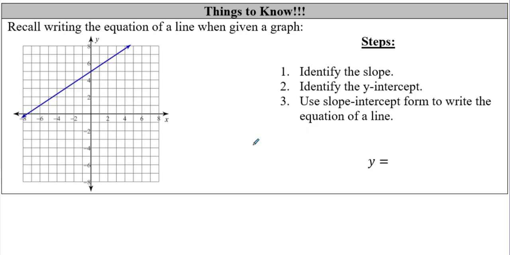Okay, this is something that we've done before, so I want you to pause the video real quick and then try writing this on your own. Come on back, we'll talk about it. So pause the video right now.